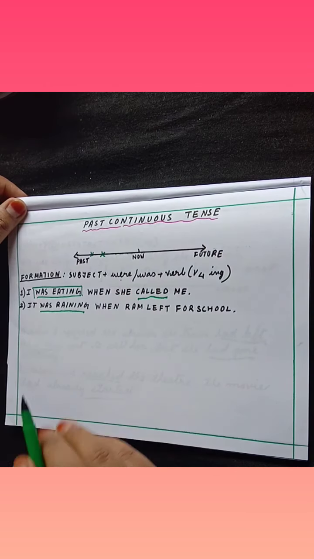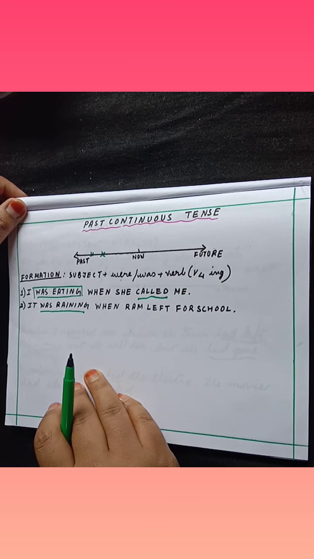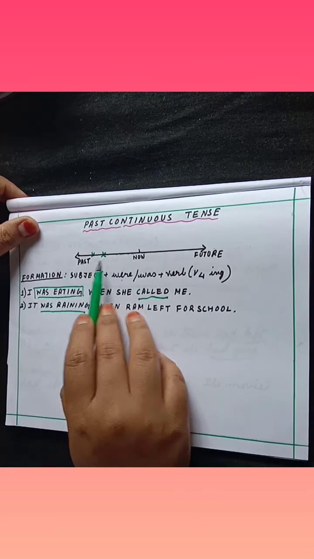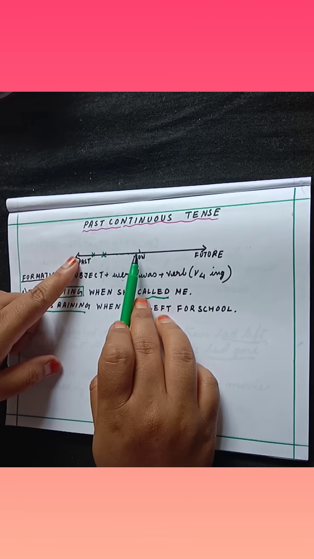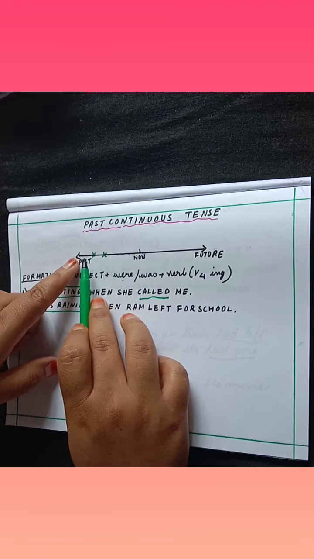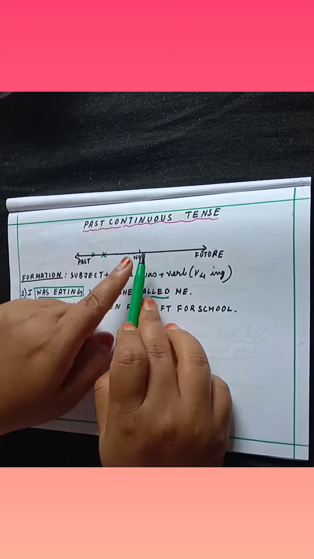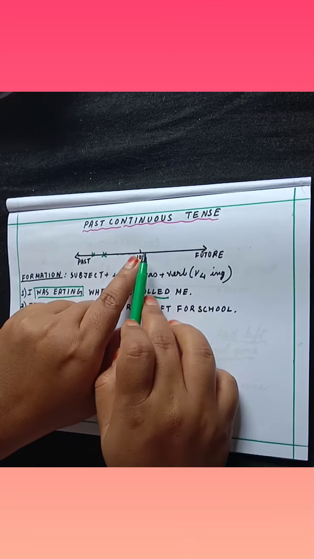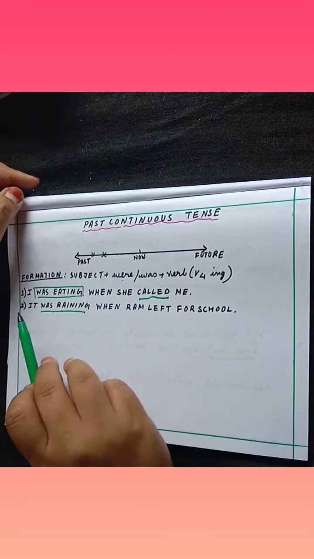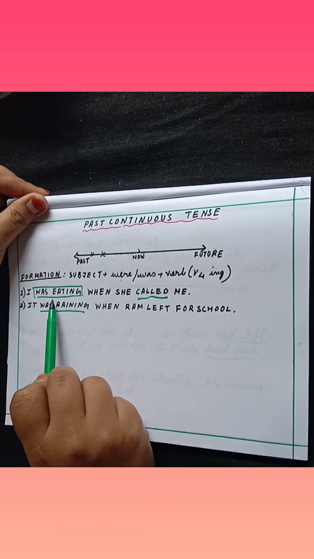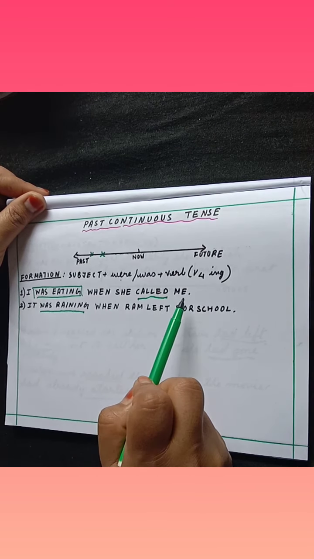Now let us understand past continuous tense and its use with the help of a timeline. Here we have a timeline. This segment of the timeline, from here to here, denotes the past. This is the present now, and from here to here it is the future. So this example here: I was eating when she called me.